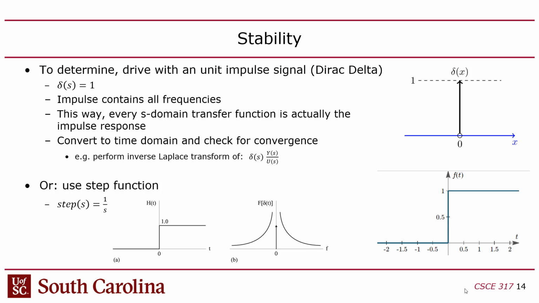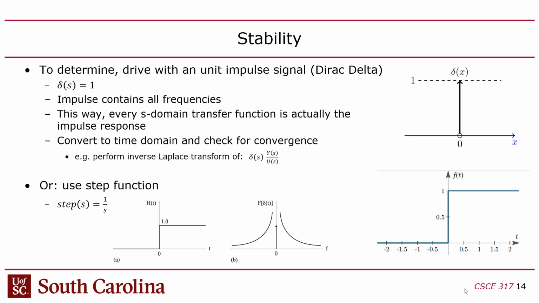A step function, on the other hand, looks like this. It's 0 at every value less than 0 and 1 at every value greater than or equal to 0. The S domain representation of a step function is 1 over S. So what that means is that you can feed an impulse into an existing transfer function by just multiplying it by 1, which basically means you don't have to do anything.